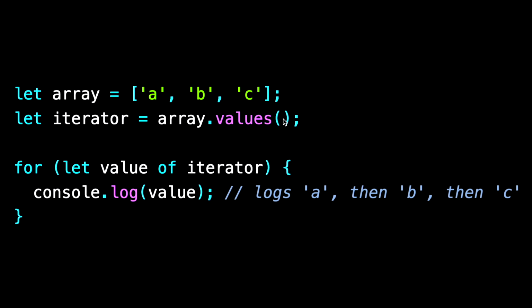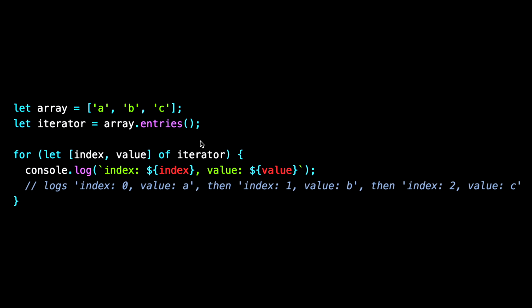And the .values is going to just return the value of each element in the array. So in this case, it's just going to be A, B, and C. So we can let value of iterator, so we're going to get each value in the iterator array, and we're going to log it, A, B, and C.